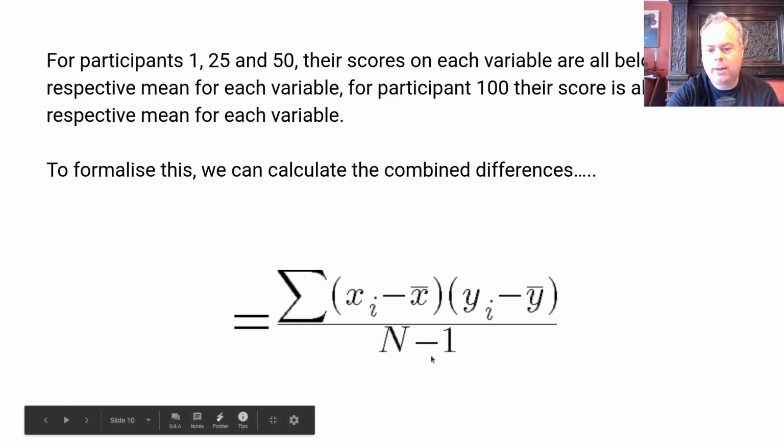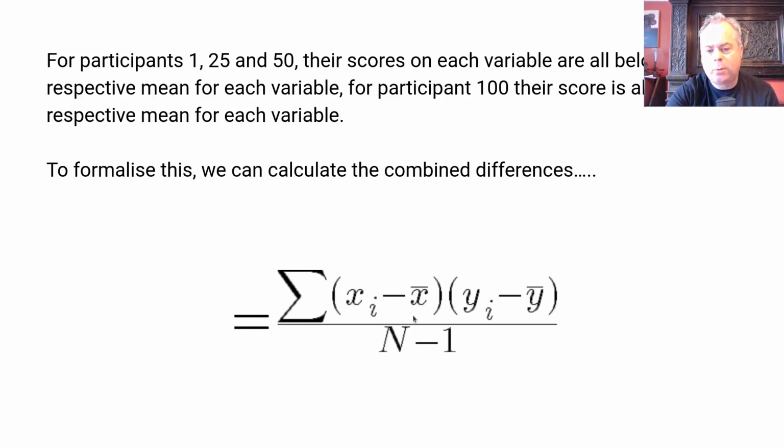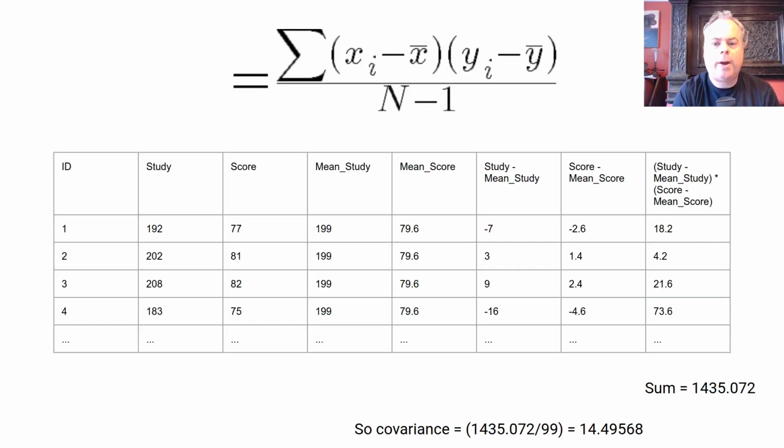This kind of looks a lot like the variance equation, but rather than just focusing on one variable, we're actually focusing on two different variables. We're working out not just variance, but in this case, covariance. So we can take our individual data points themselves, study and score. We can work out the average for our study variable, which is 199. We can work out the average for our score variable, which is 79.6.